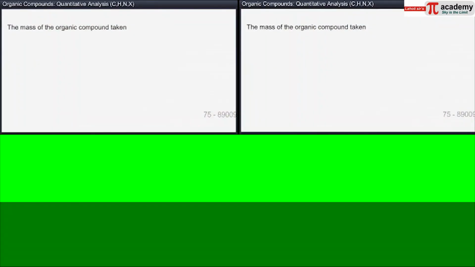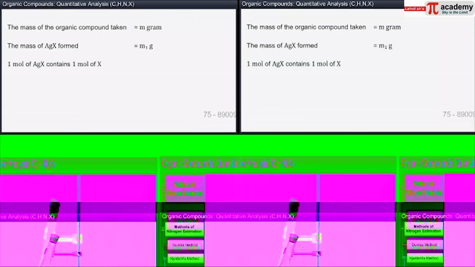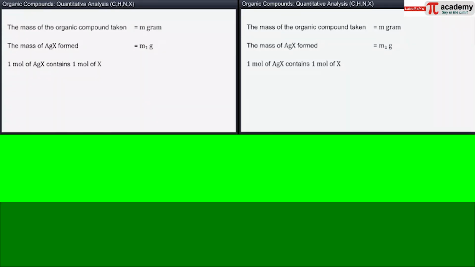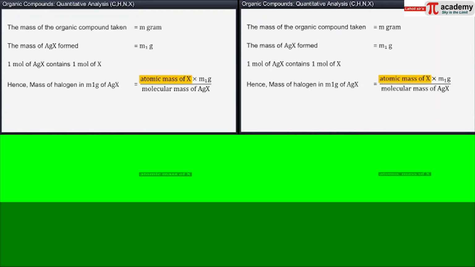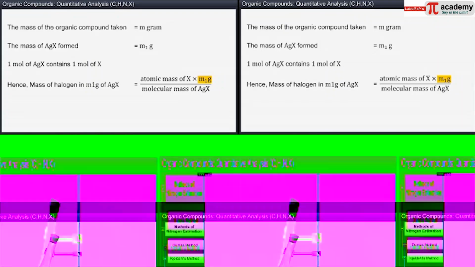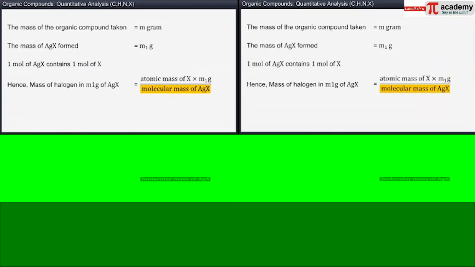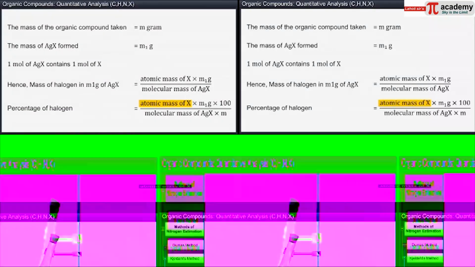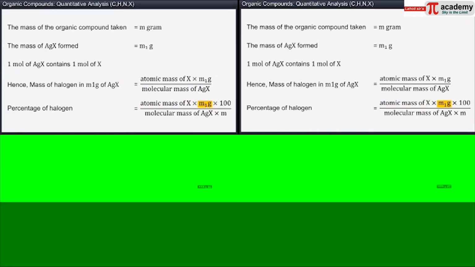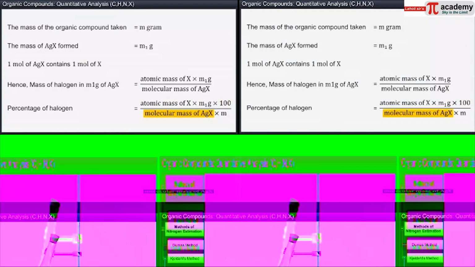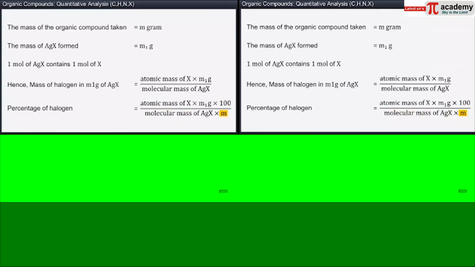Let the mass of the compound taken be m grams and the mass of the silver halide formed be m1 grams. 1 mole of silver halide contains 1 mole of halide. Therefore, the mass of halogen in m1 of silver halide is determined by dividing the product of the atomic mass of halogen and m1 by the molecular mass of silver halide. Therefore, the percentage of halogen is equal to the atomic mass of halogen multiplied by m1 multiplied by 100 divided by the product of molecular mass of silver halide and m.